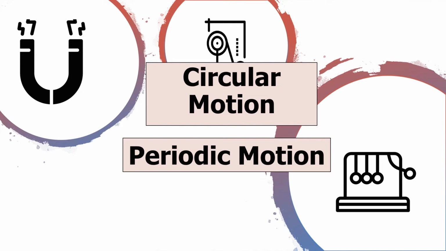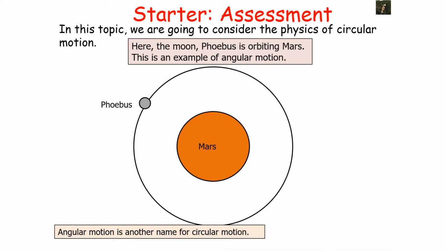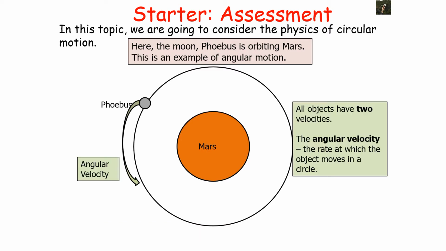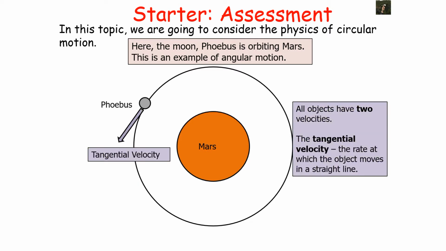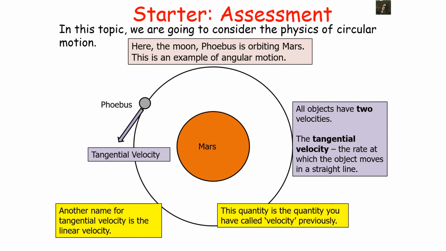The topic of periodic motion focuses around the physics of circular motion. An example of this would be the moon Phobos orbiting Mars. You've got to be aware that angular motion is another name for circular motion. Any object orbiting in a circular path has two velocities. You've got the angular velocity, which is the rate at which the object moves in a circle, but you've also got tangential velocity, the rate at which the object moves in a straight line. Another name for tangential velocity is linear velocity, which is the quantity which you called velocity previously.